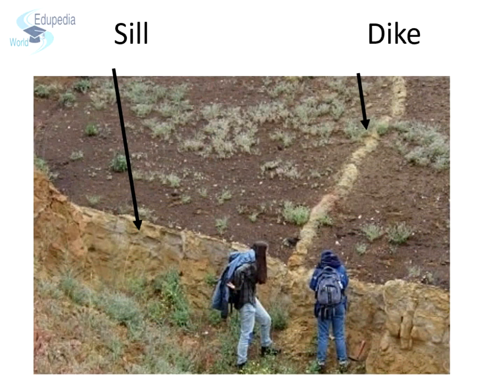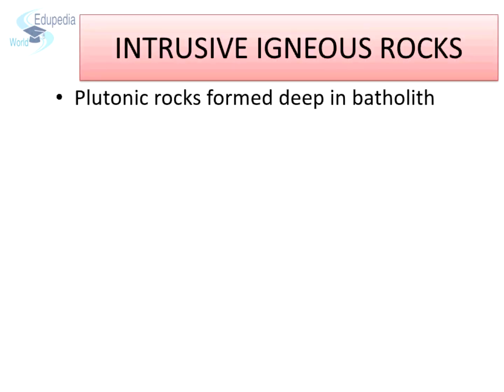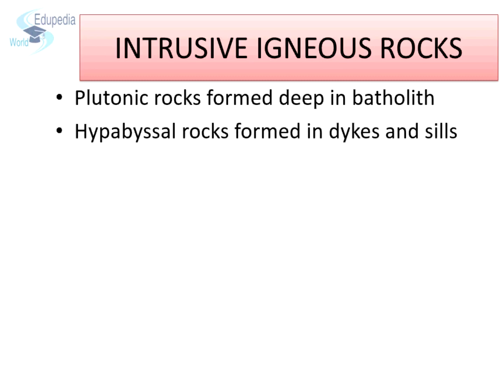If you observe the picture, you can clearly see a dike and sill. Rocks formed deep inside the magma chamber, resulting in structures such as batholiths, are called plutonic rocks, while rocks formed within dikes and sills are called hypabyssal rocks.